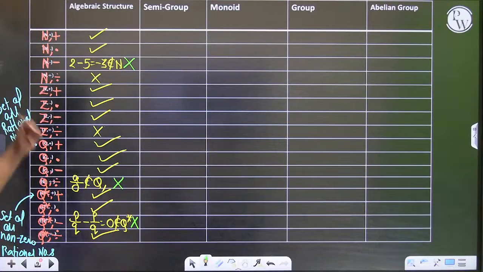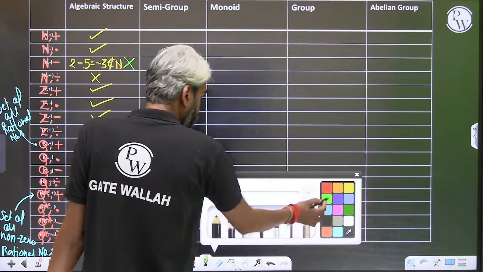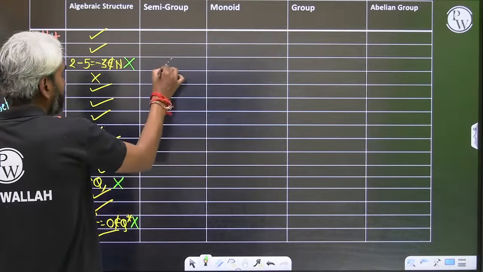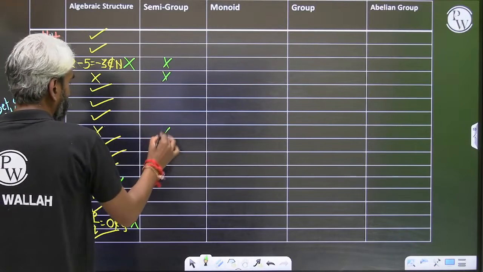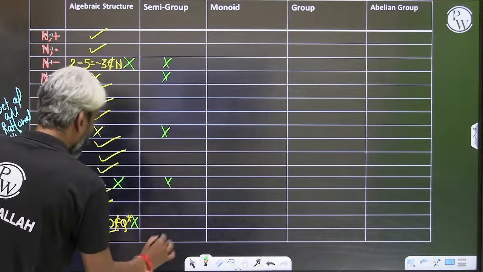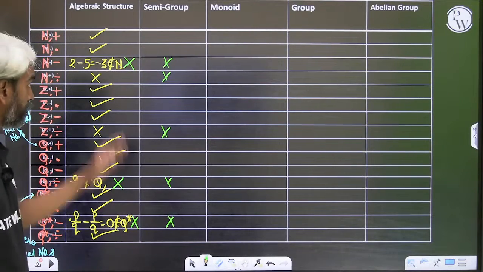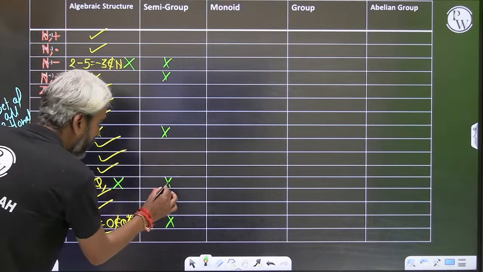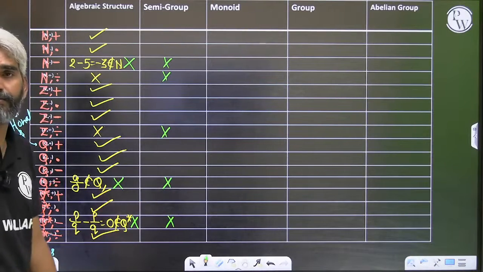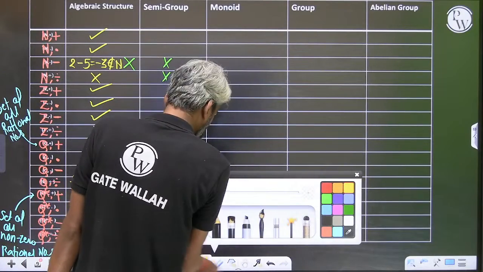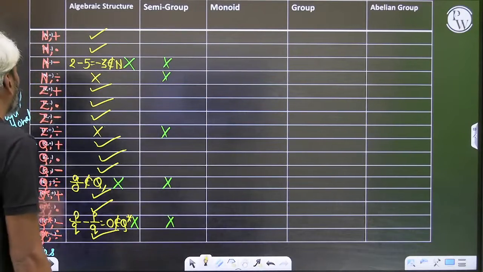closed. Now, something which is not an algebraic structure can never become a semigroup. So these sets with respect to binary operations which are not closed can never become a semigroup. So we have already eliminated those from consideration. Now let's try to understand.